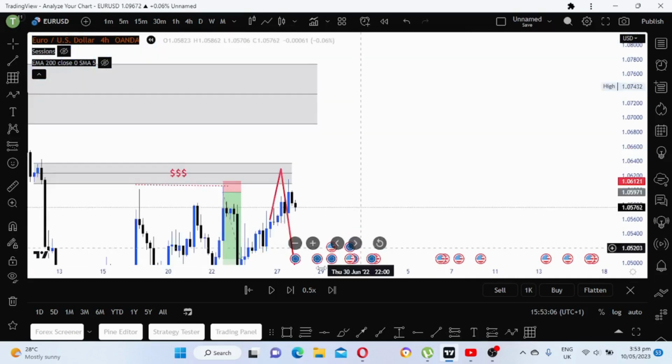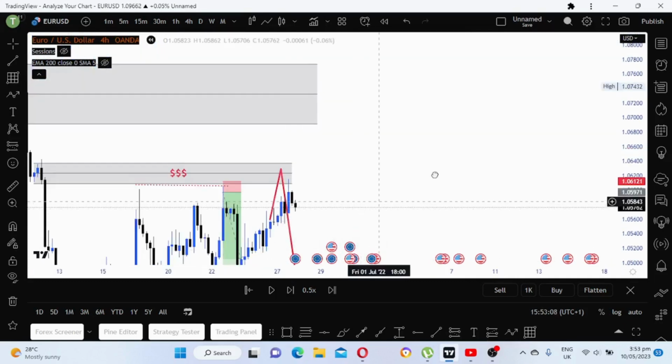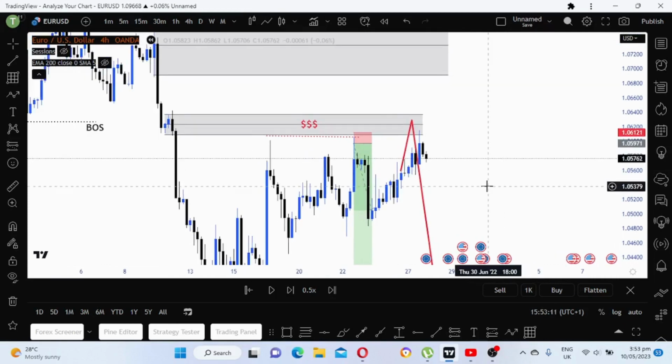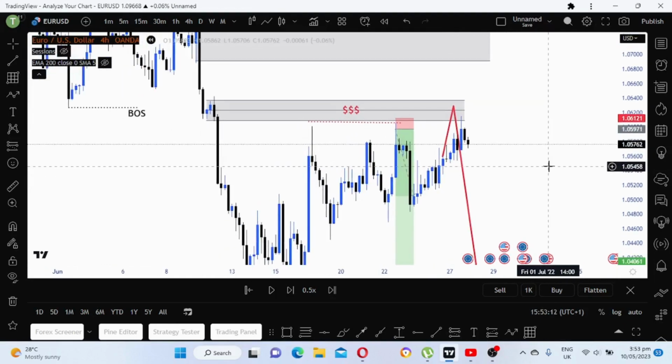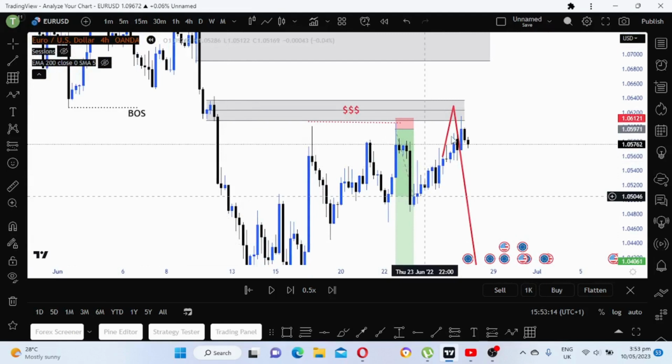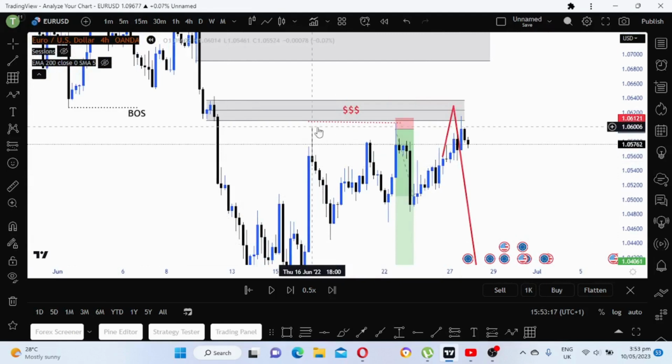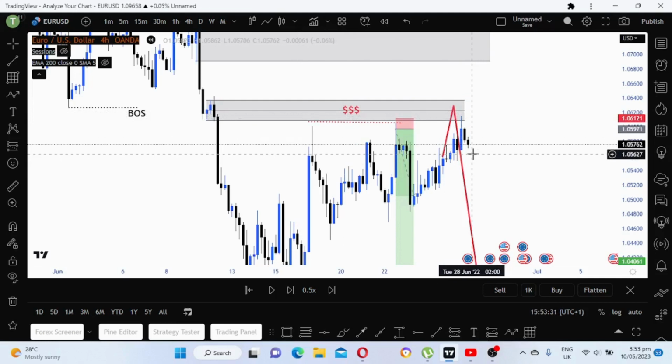If you have put your stop loss just above this previous high here, you have been taken out by this move already. You see, the price went up to collect what? To collect liquidity above this equal high, and it dropped. Let's wait and see.